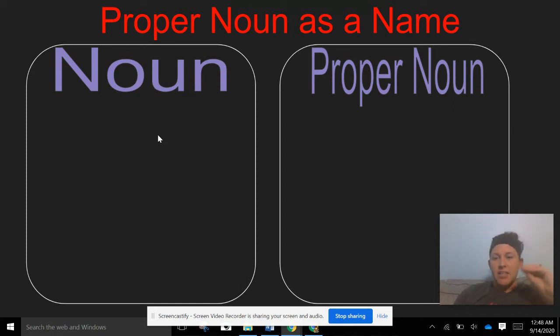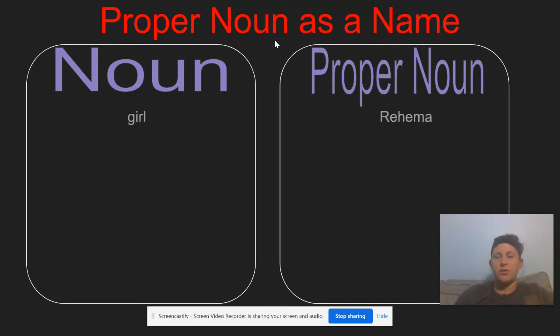But whenever I say a specific school like Rutherford Elementary, that becomes a proper noun. It's an actual, real life, pinpointed noun, and that makes it a proper noun. And one of the ways that we can identify or find a proper noun is because it's capitalized. So let's see what happens when we start to do these two charts.